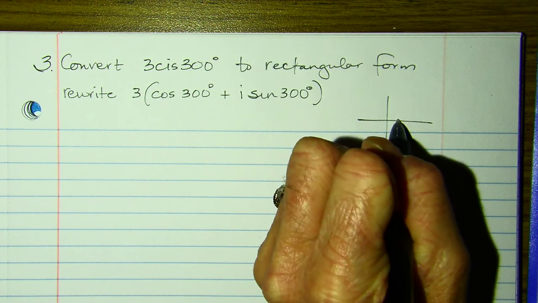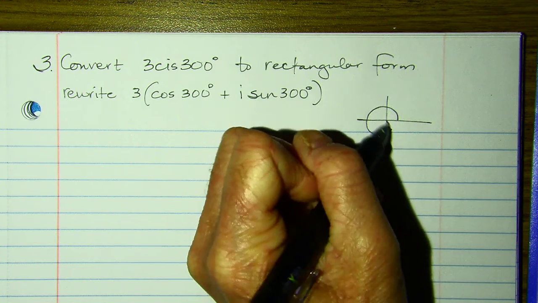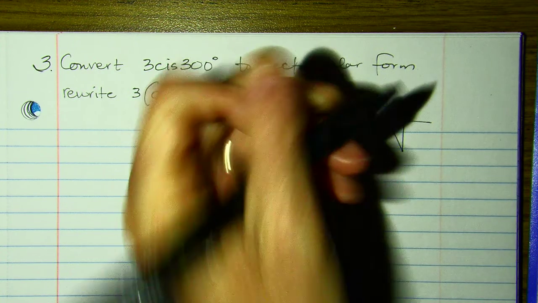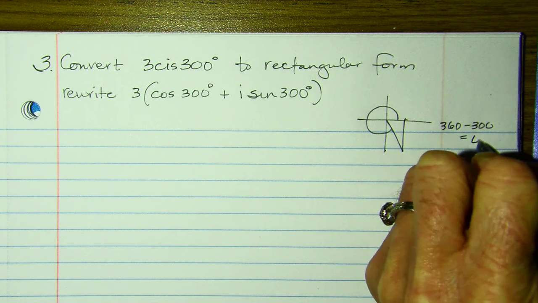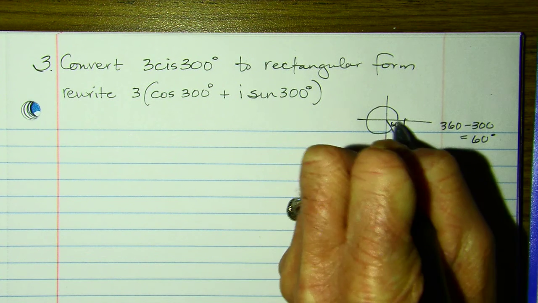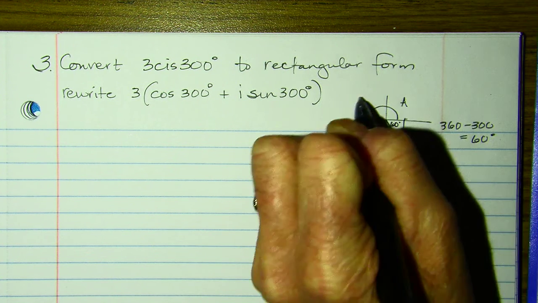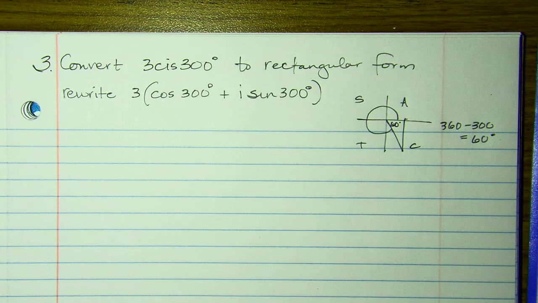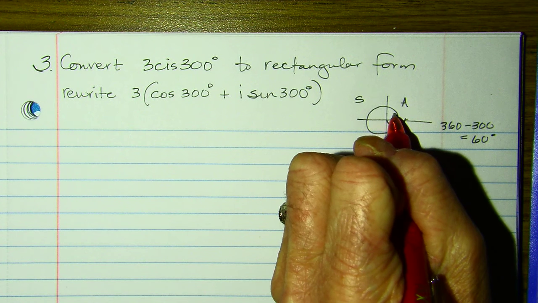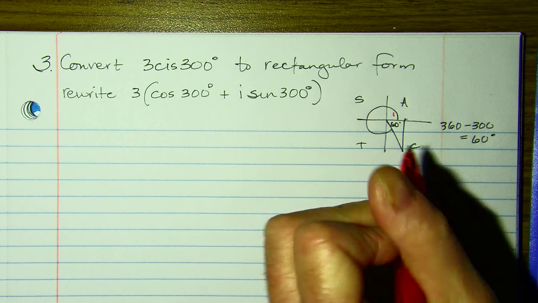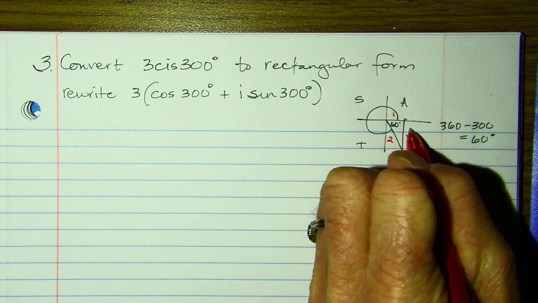Now, 300 degrees would put me here. And 360 minus 300 means I'm evaluating 60 degrees. But I'm in All Students Take Calculus, quadrant 4. So I'm going to draw my values of my 30, 60, 90. Short leg is 1. This is 2. This is root 3.